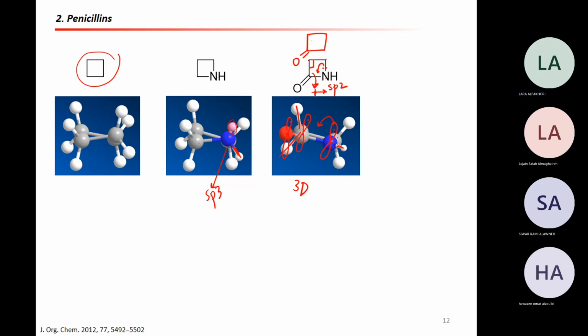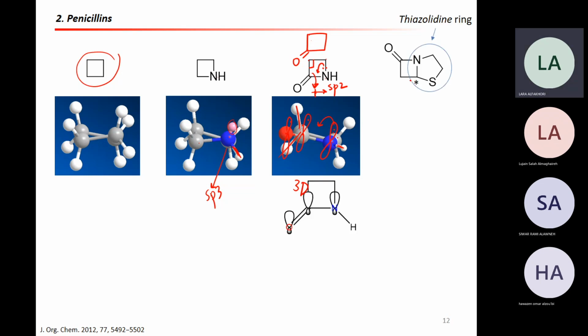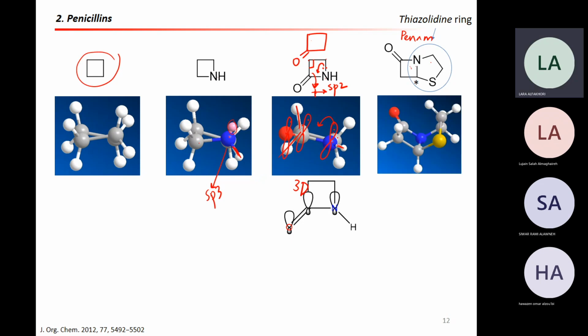Tamam? All right. Now let's look at when we have a fused ring to the beta-lactam. In the case of the penicillins that have a penam ring, where we have a thiazolidine ring that is fused to the beta-lactam. Look at the 3D structure of this compound. The nitrogen here, does it look like it's sp2 hybridized?